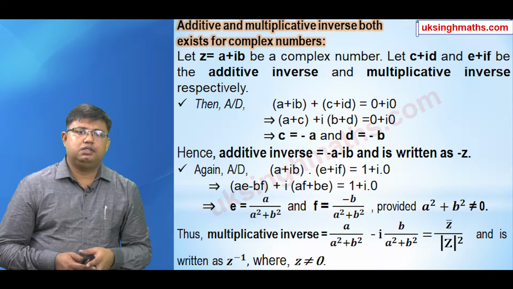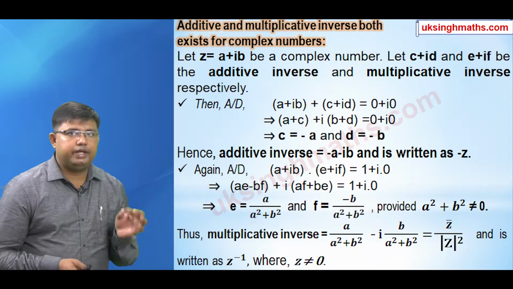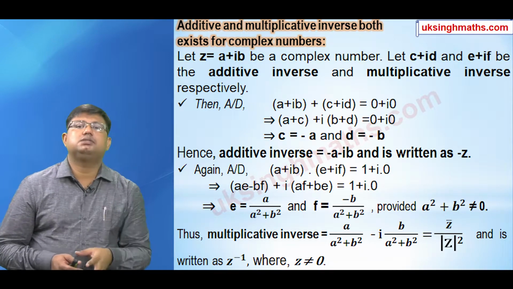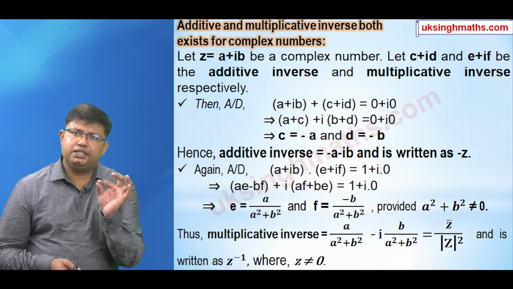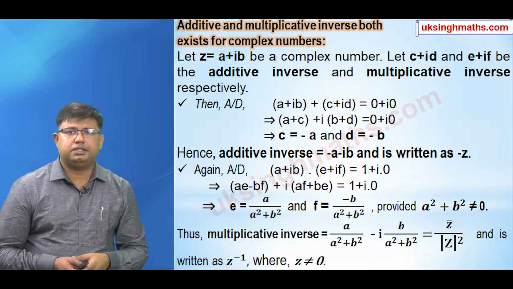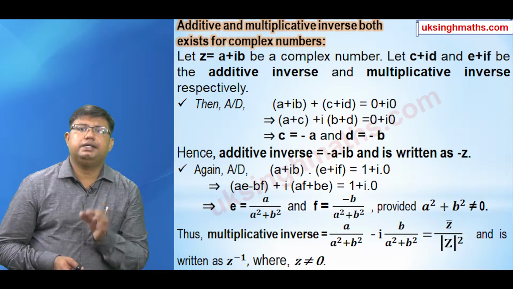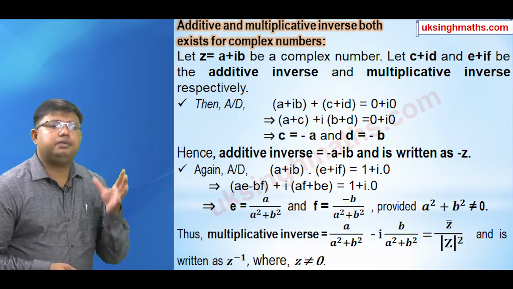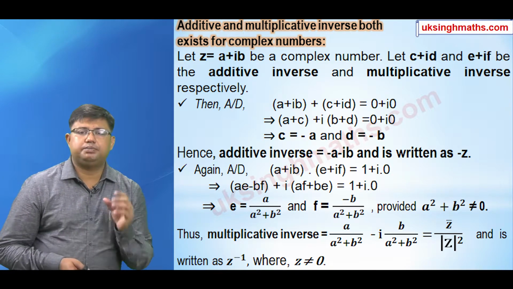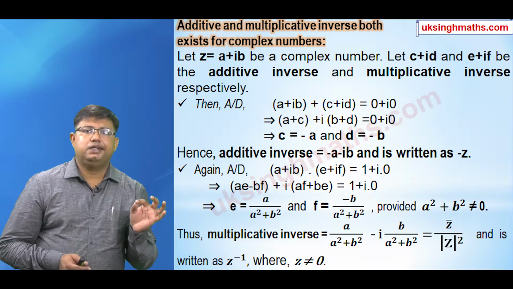and it is denoted by 1. Now let us see the next concept, the additive and multiplicative inverse of a complex number. Let z equal to a plus ib be a complex number, and let c plus id and e plus if be the additive inverse and multiplicative inverse respectively for the complex number a plus ib.